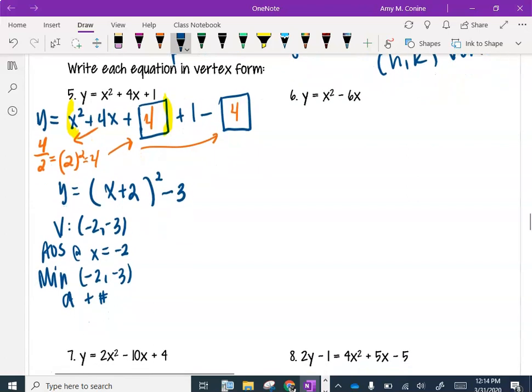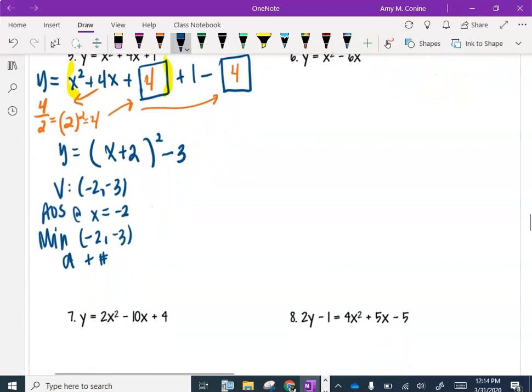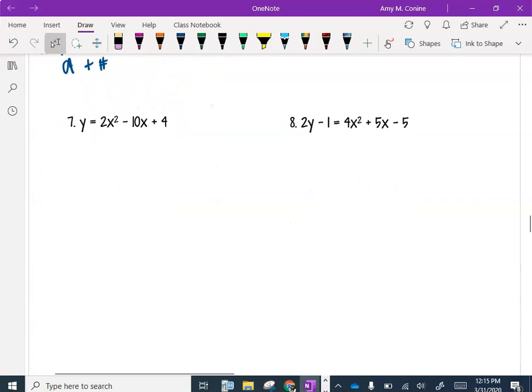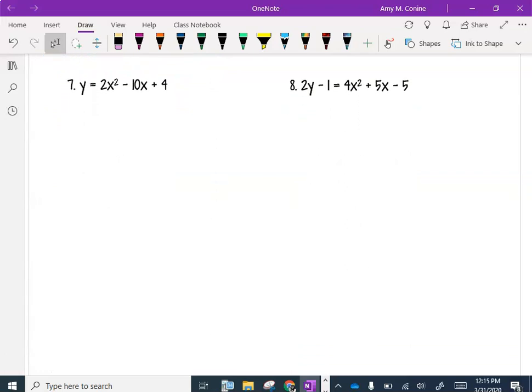So I want to jump down to number 7 real quick. This is when a is not equal to 1. Okay, so these are the things we're going to do when a is not equal to 1. And we're going to try to contain it all to one side. So we're going to have y equals, I still need to divide out my a, but I'm going to keep it all on the right side.